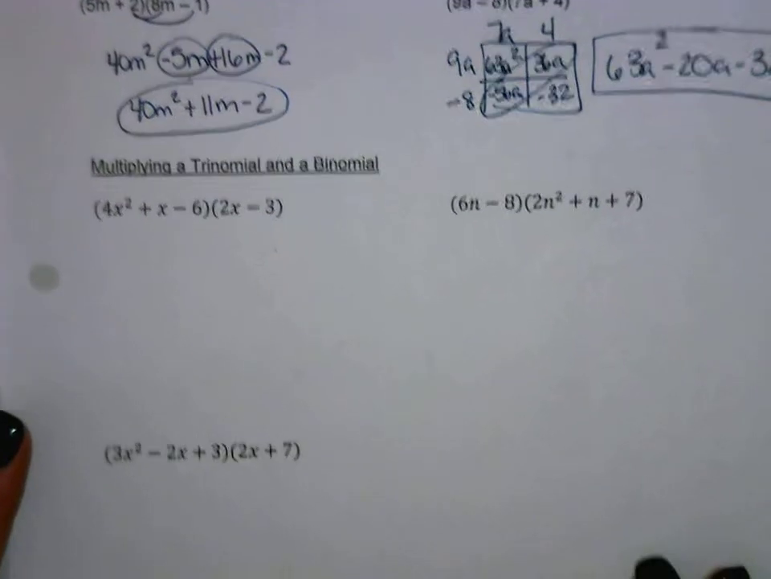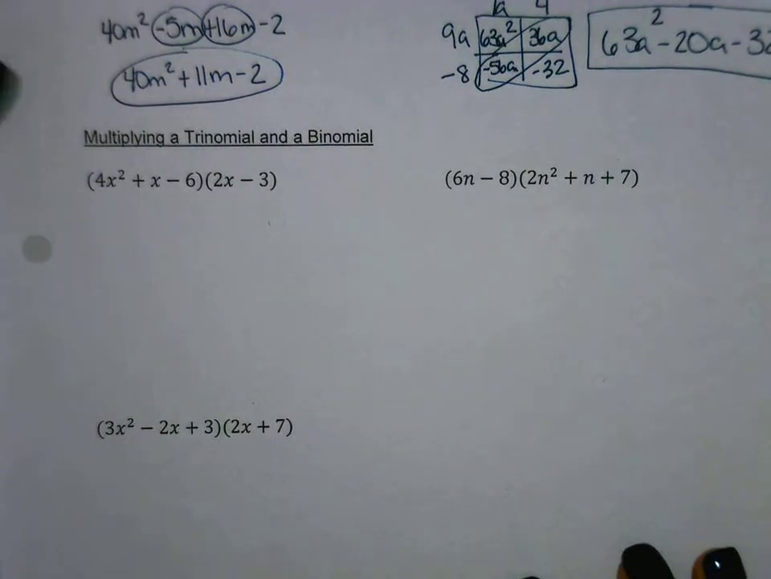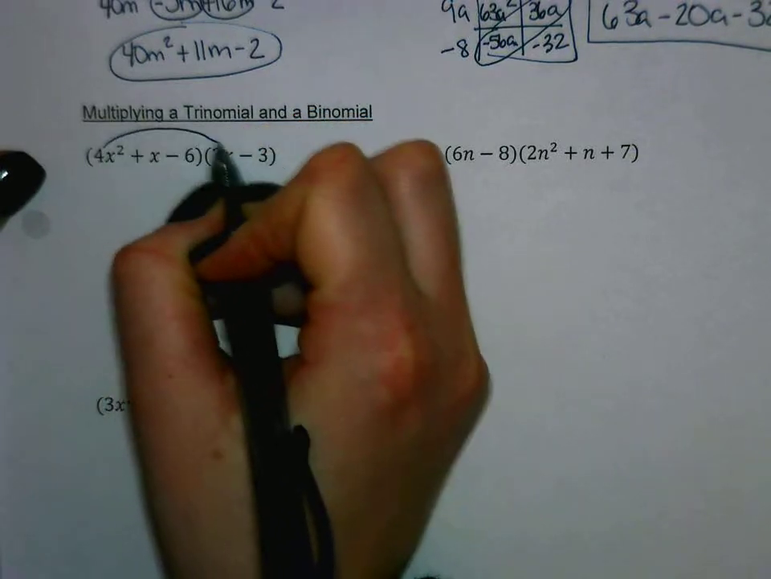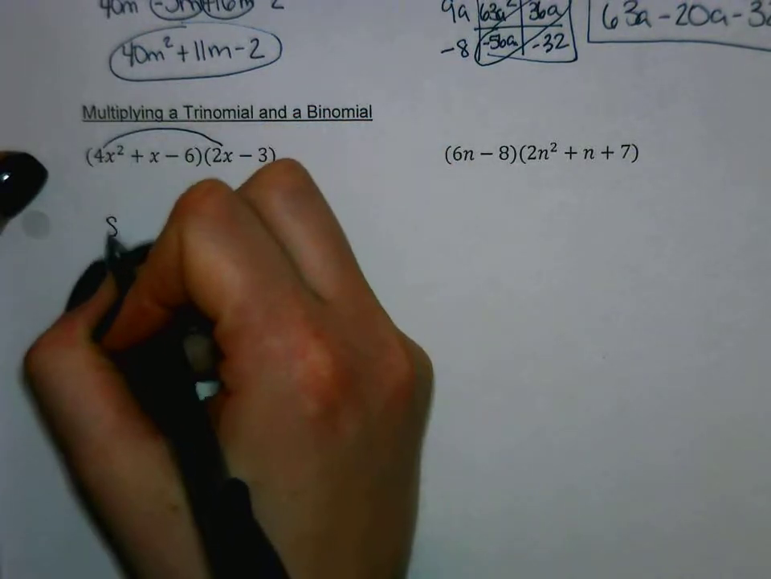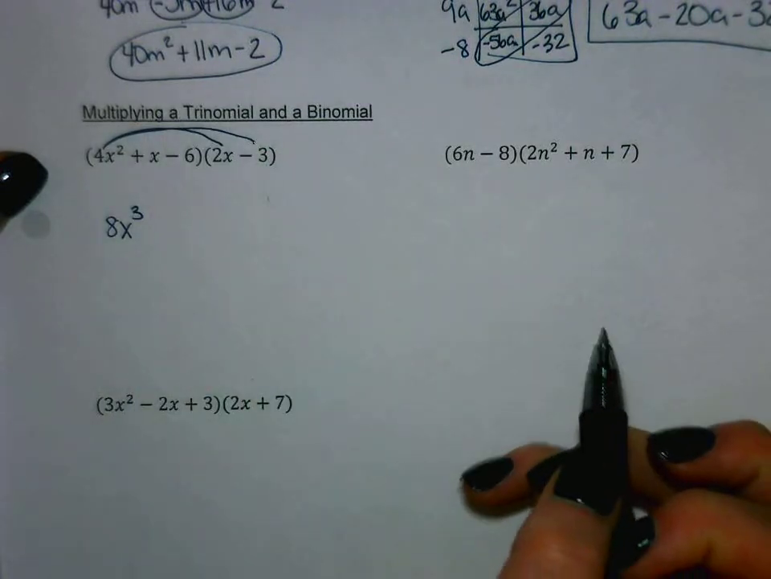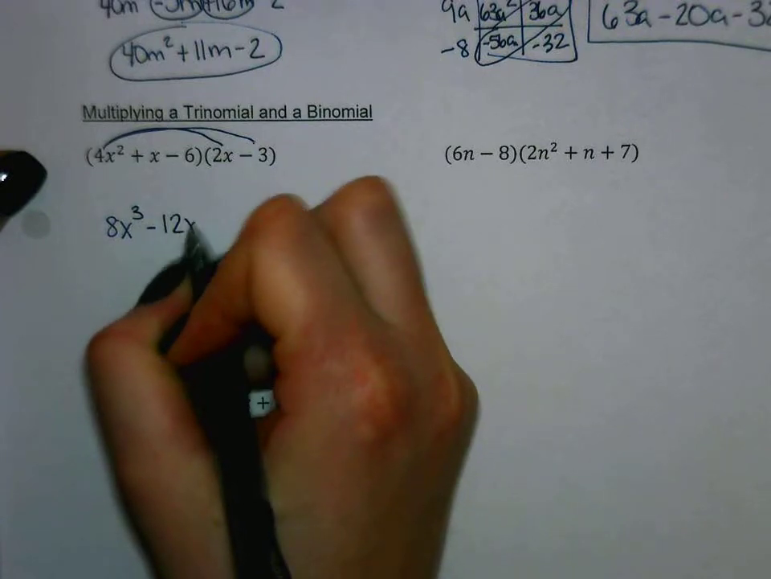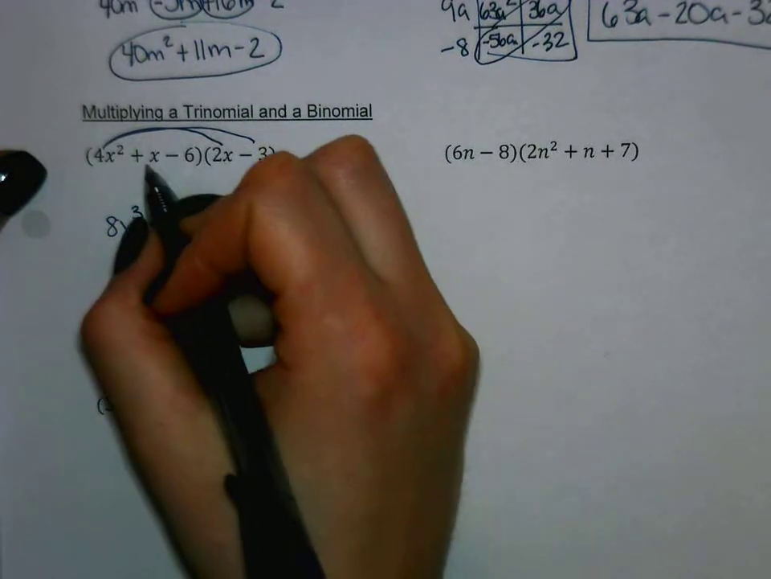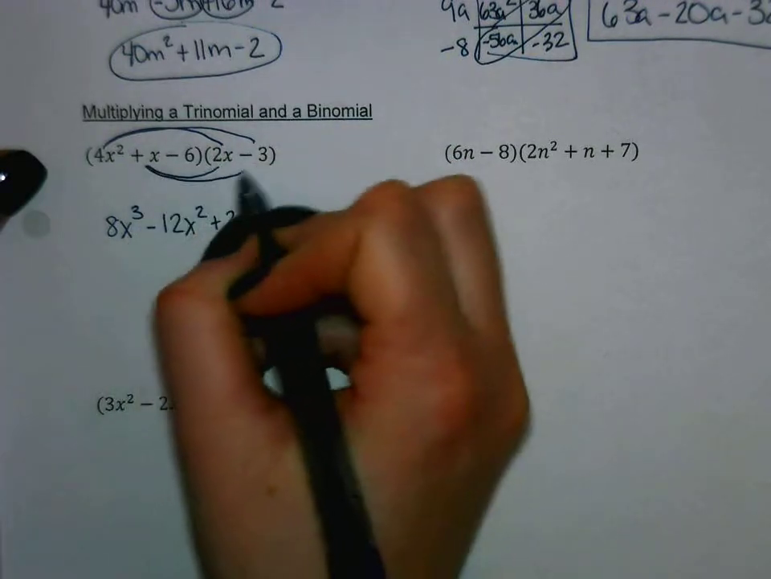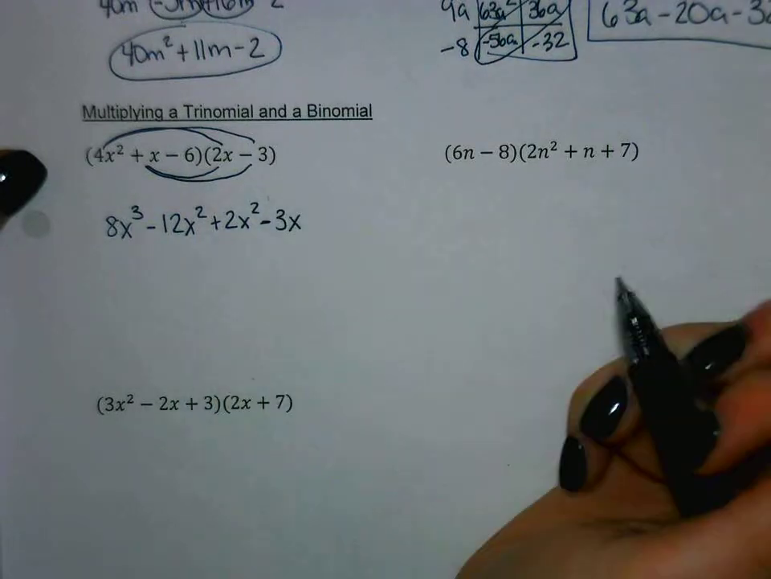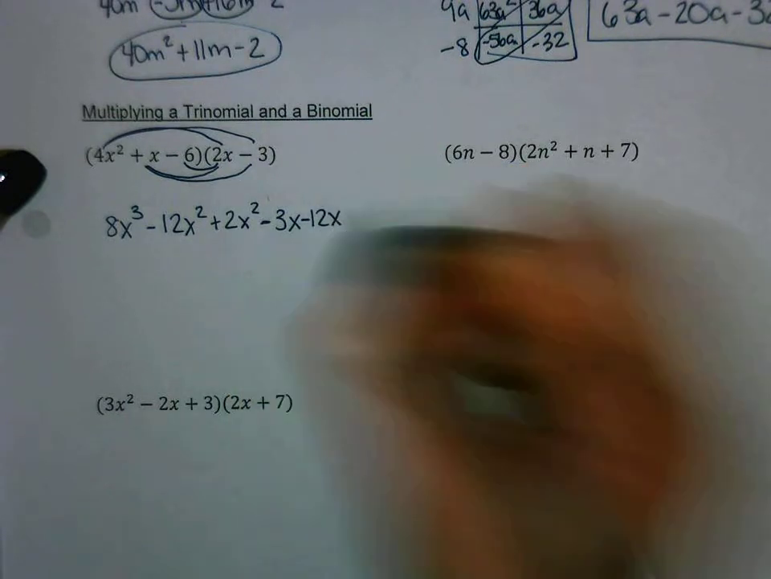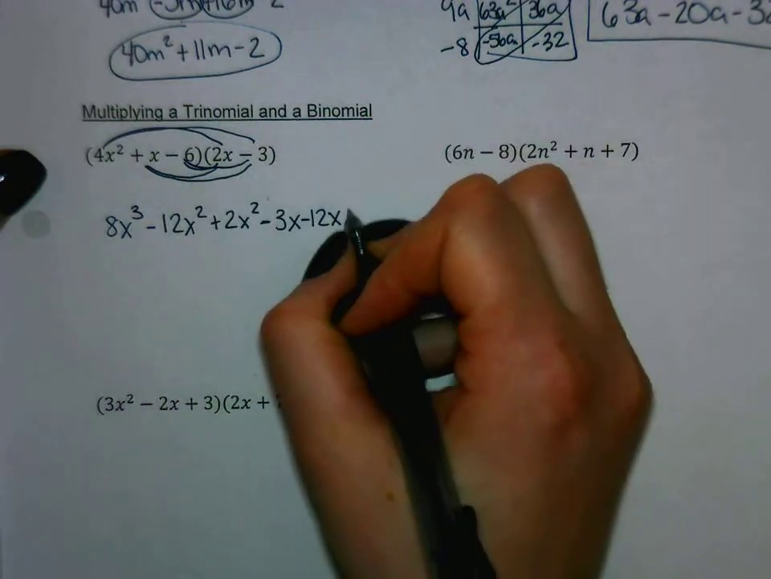Alright, let's take a look at multiplying a trinomial and a binomial. So to start this one off, we can do 4x squared times 2x, which is 8x cubed. Then we can also take the 4x squared and multiply it by our -3, which is -12x squared. X times 2x is a positive 2x squared. X times -3 is -3x. So then lastly, -6 times 2x is -12x. And -6 times -3 is a positive 18.